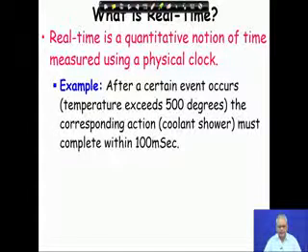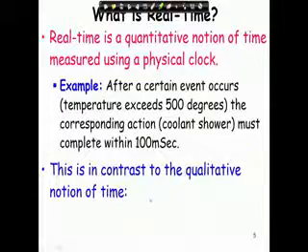let us say that in a chemical reactor, if the temperature exceeds 500 degrees, then the coolant shower must be turned on within 100 milliseconds. So, here once the temperature exceeds 500 degrees, we need to set a physical clock and then check whether the coolant shower is actually getting on within 100 milliseconds, otherwise the system would be considered as failed.